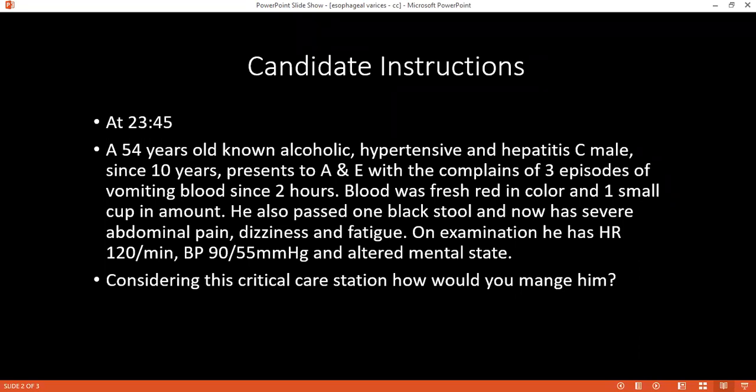How would you differentiate it from other conditions? What other conditions would you consider? There may be a bleeding peptic ulcer, or Mallory-Weiss syndrome.